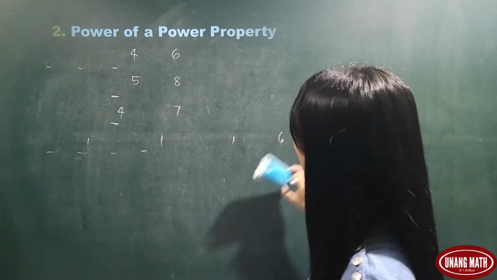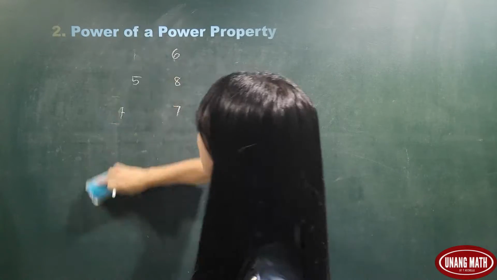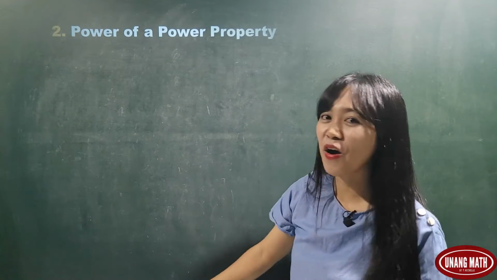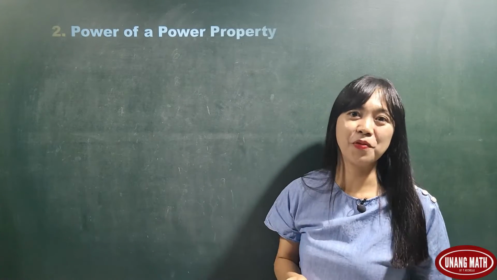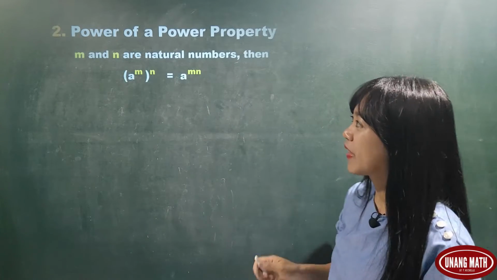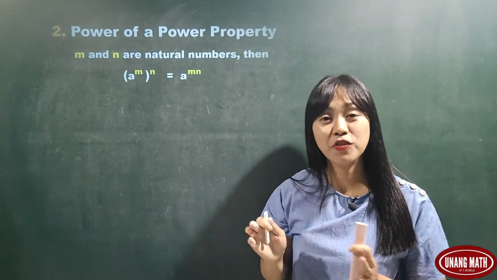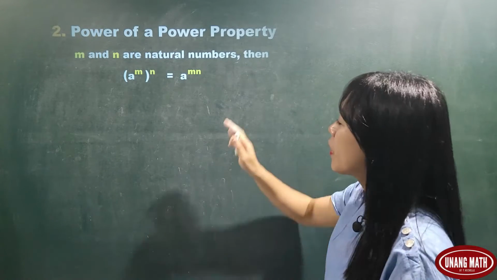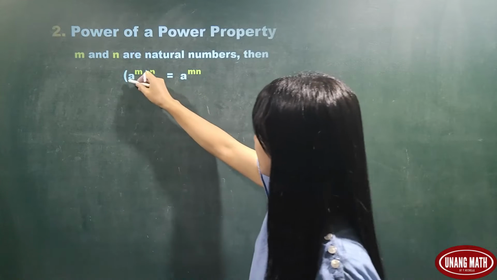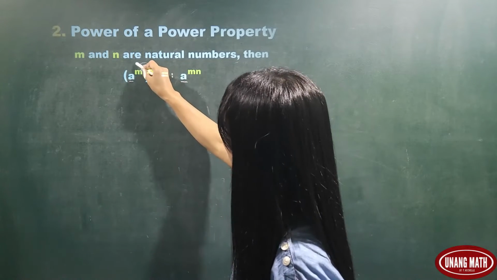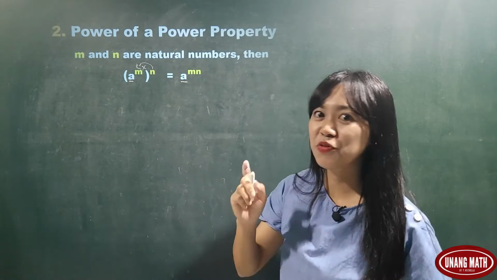Okay, let's move on to the second rule. This is what we call the power of a power property or rule. Power of a power states that if a power or exponent is raised to another power or exponent, what we need to do is we will copy the base, then multiply the exponents.